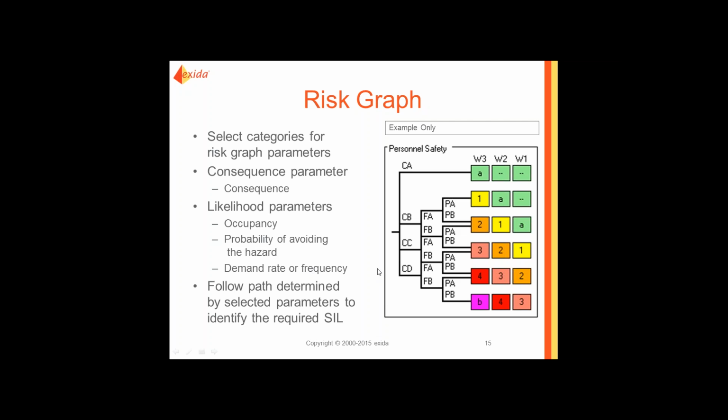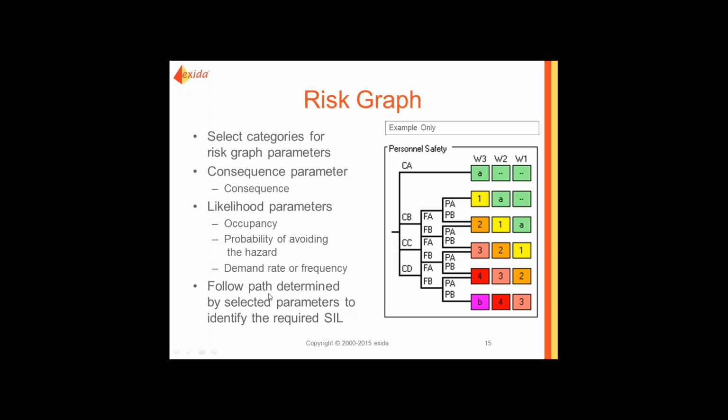And so that's represented over here as occupancy is F, the likelihood, the consequence is C, the probability of avoiding is either PA or PB, and the demand is shown as W1 to W3. And these graphs will be calibrated according to your company's tolerable risk criteria. So if you don't know what your tolerable risk criteria is, it's going to be very difficult for you to be able to do this.